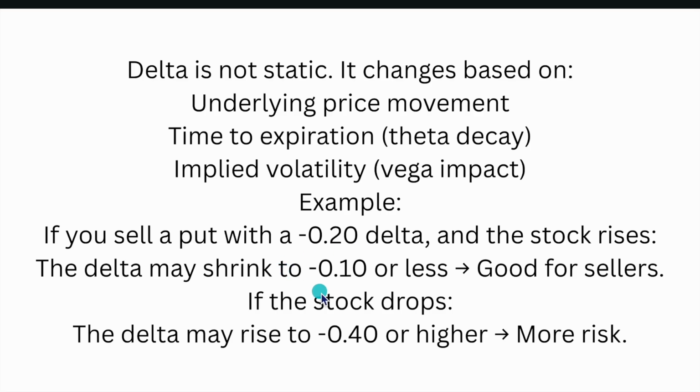The delta might go to -0.1 or even less. This would be good for you because not only is it further away from the current price, there's also less time for it to get to that price. Now, if a stock drops, your delta could go up. Maybe it goes up from -0.2 to -0.4. In that case, it's a little bit more risk because there's a greater probability that it could go in the money at the expiration.